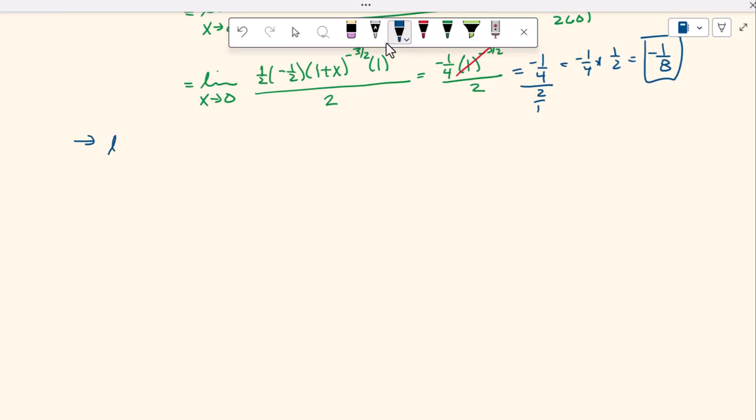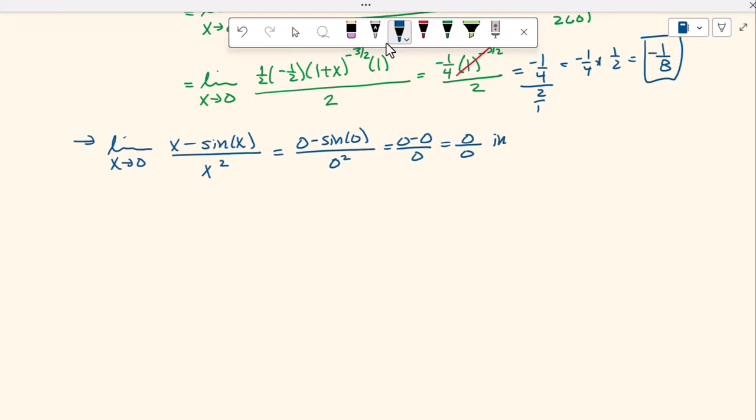Okay, let's look at the limit as x approaches 0 of x minus sine of x all over x squared. So we plug 0 directly in, so I have 0 minus sine of 0 all over 0 squared. Sine of 0 is 0. This is 0 over 0, which is indeterminate L'Hopital's, which means to do more work, DMW.